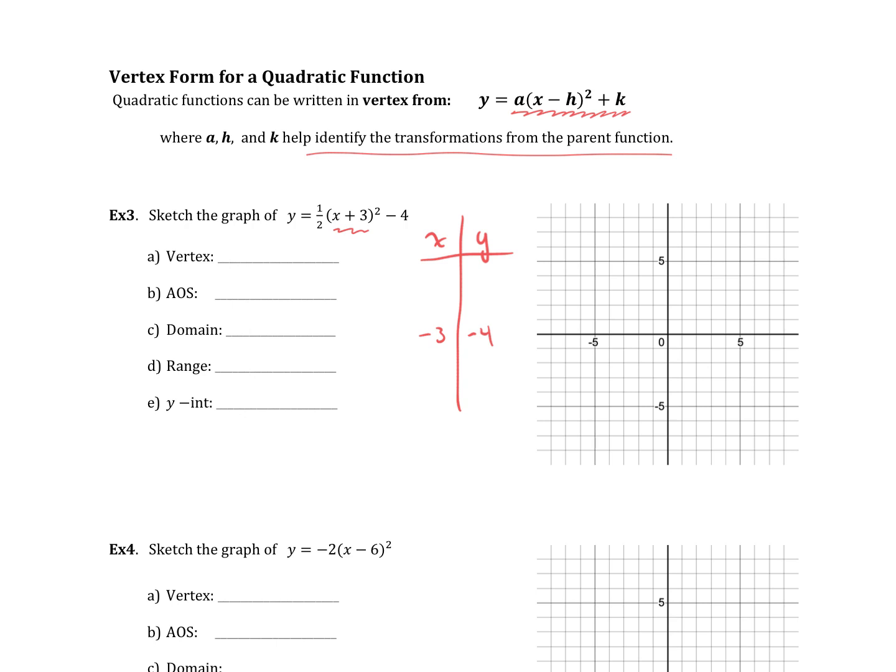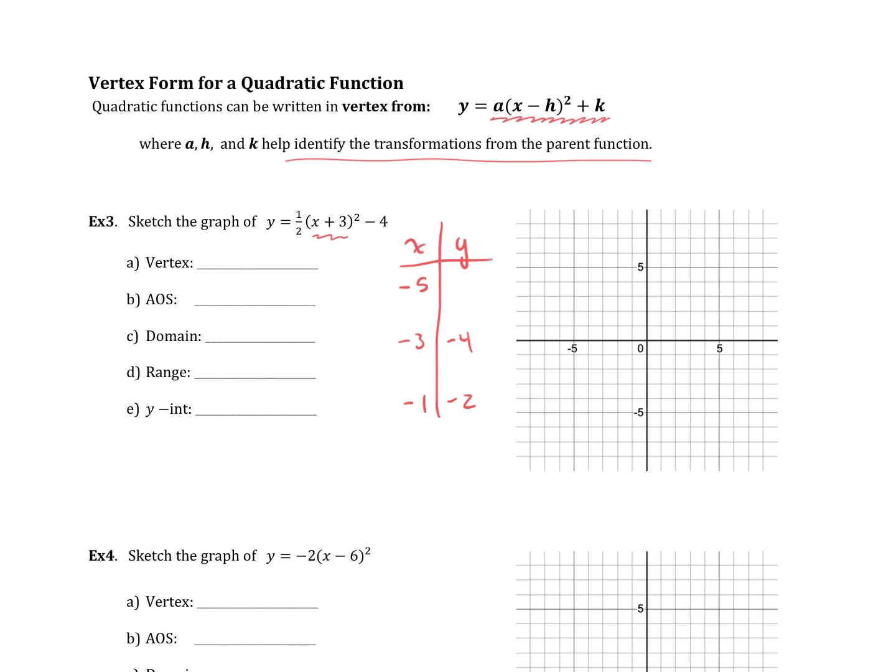Because of the half, the next one that might be easy to graph is at -1. If I put a -1, then I'm going to have -1 plus 3, that's 2. 2 squared, I did this on purpose, 2 squared times half is 2, minus 4 is negative 2. If I had done this at negative 2, I could have done it. It just would have been weird because it would have been a half. By the same token, I can also do this at negative 5, and it's pretty easy. Negative 5 plus 3 is negative 2. Negative 2 squared is 4, times half is 2, minus 4, again, is negative 2.